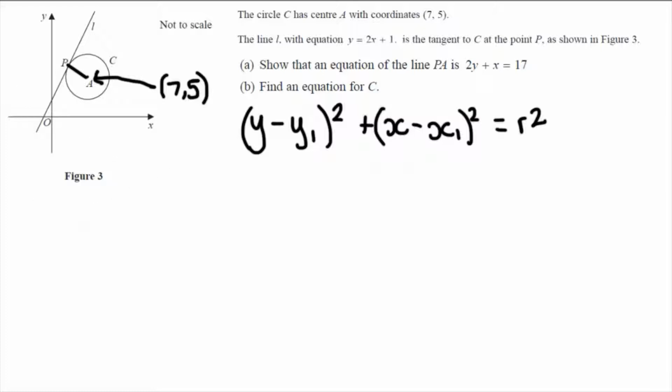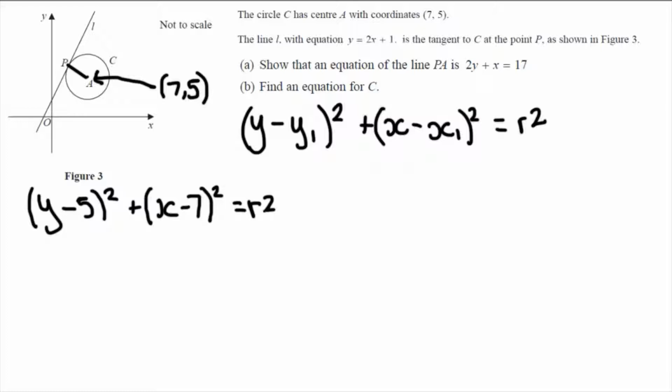So we can write y minus 5 squared plus x minus 7 squared equals r squared. So now all that's left for us to do is to find r, the radius of the circle.